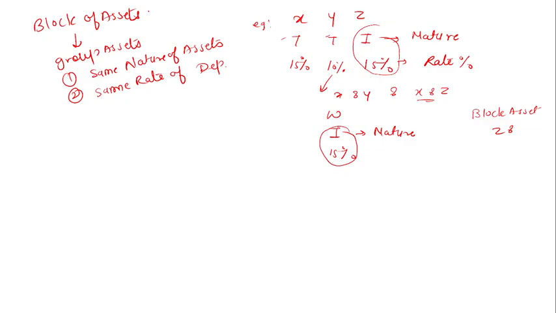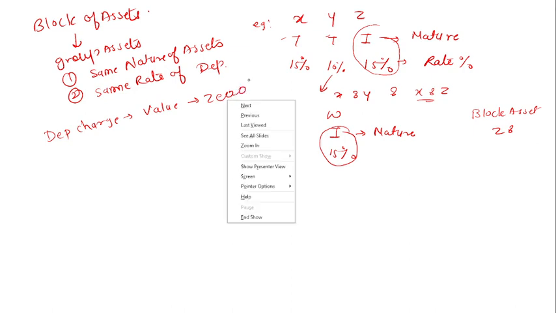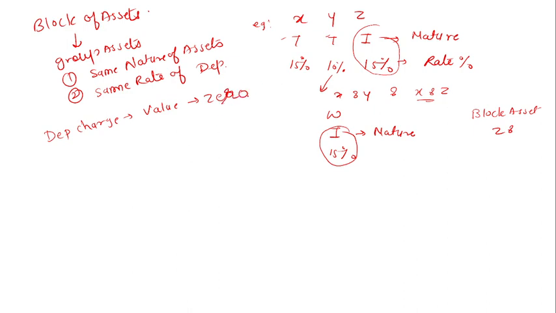After charging depreciation, if the value of the asset is not zero, then it is still considered to be a block of asset, because the value still exists. But if the asset's value becomes nil, in that case the block of asset doesn't exist.